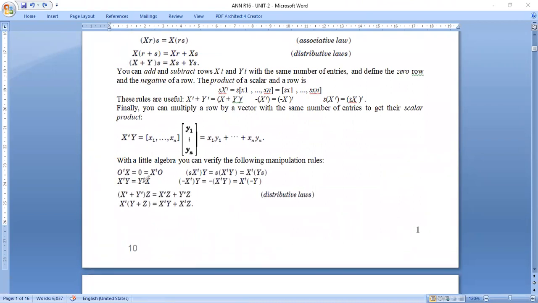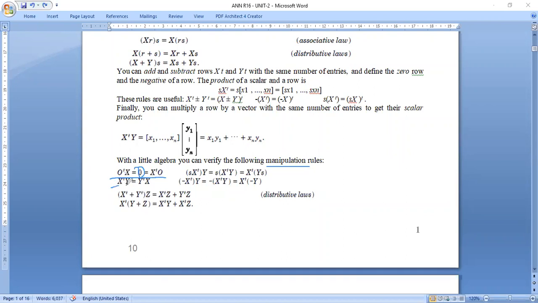Next, here are also some other laws we have. Manipulation rules. Previously we discussed a few manipulation rules, and here some other set of manipulation rules is there, which is under a vector. What is the first one? A zero vector to the power of t into x equals 0. The multiplication of a zero vector with any vector results in a 0, isn't it? This is one of the rules.